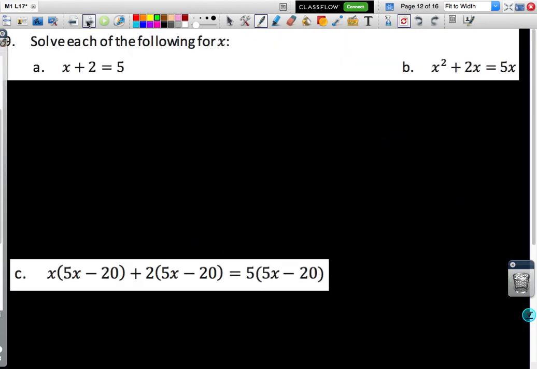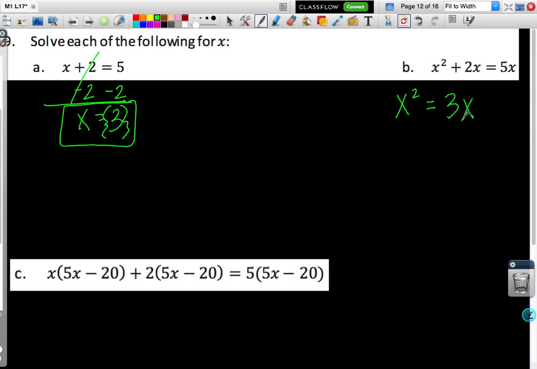Exercise 9. Solve each of the following for x. Part A. One-step equation here. To isolate x, we would subtract 2, and we're left with x = 3. Part B. We need to get our x's together. Okay? So naturally, we would want to move the 2x over. When we do that, we get 3x. But remember, we're going to have to factor this, and to factor something, it has to equal 0. So let's subtract this 3x back over. x squared minus 3x equals 0. Now we can factor this.